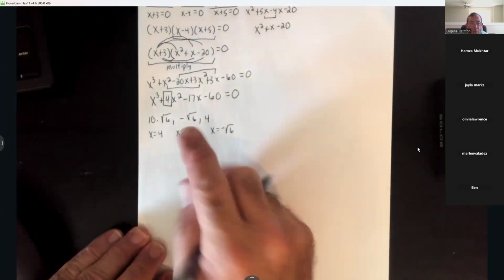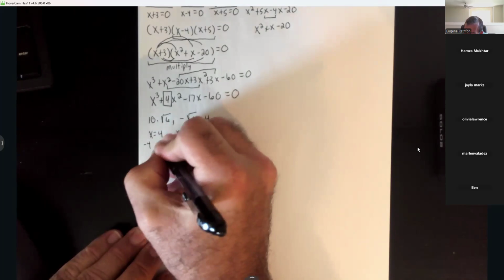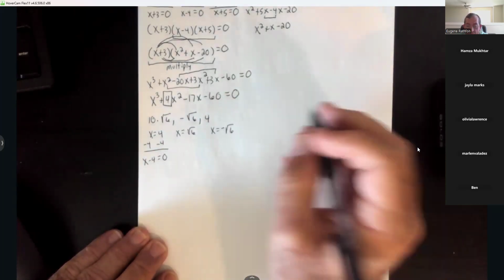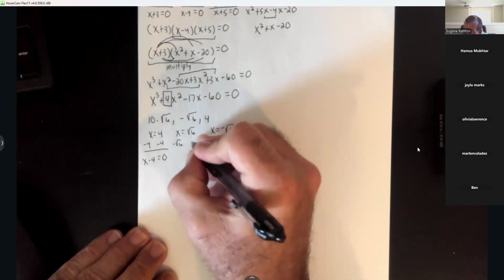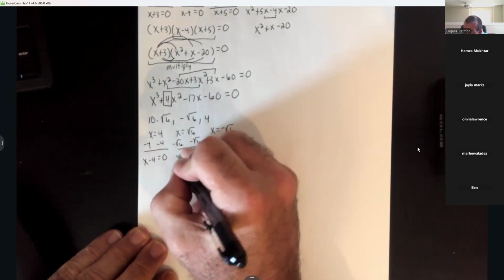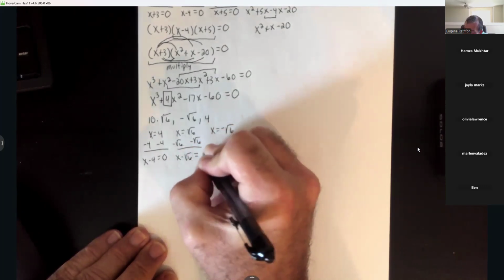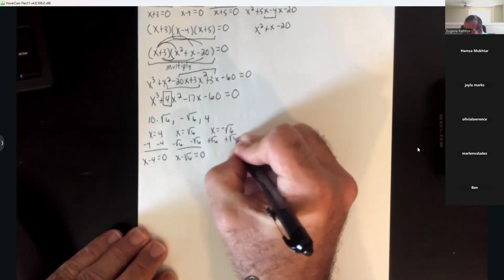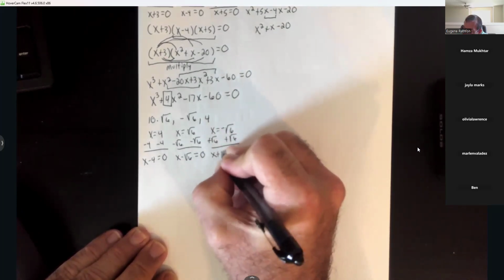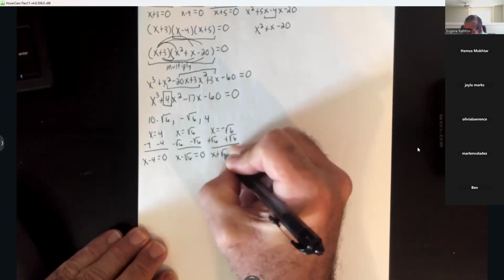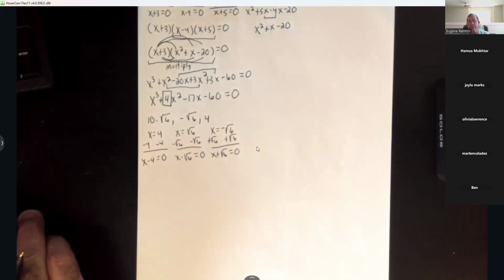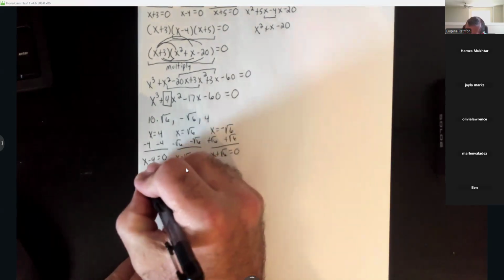Same thing, I want zeros on the right side, so subtract 4 on the first one. X minus 4 will equal 0. Subtract the square root of 6, so that x minus square root of 6 is 0. And then the last one, add the square root of 6. So x plus square root of 6 equals 0. All right, y'all, so at this point, we're going to put them all in parentheses.